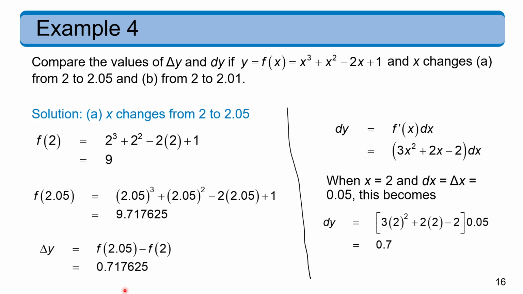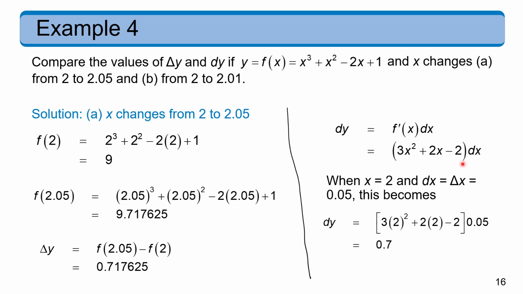So we start with the formula for dy, which is just f prime of x dx. And all we need to do is look at our formula for f and calculate the derivative. So just using the power rule, we get 3x squared plus 2x minus 2 plus 0. Substitute that in. So now we have our formula for dy in general.